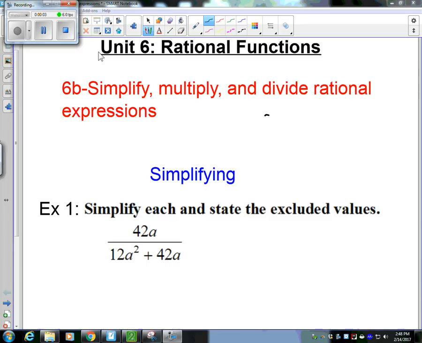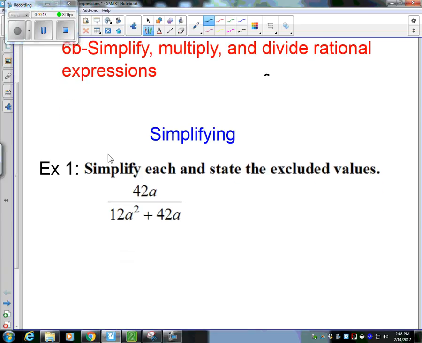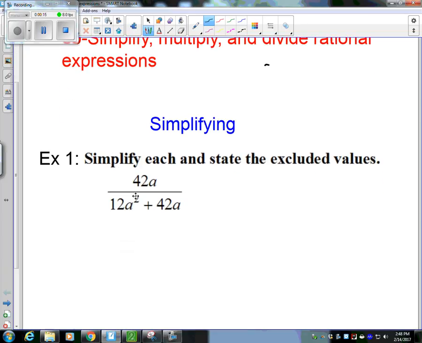Unit 6, this is 6b. So we're doing simplifying, multiplying, and dividing rational expressions. So first thing we're going to do is simplify. To simplify a rational is just dividing two expressions.